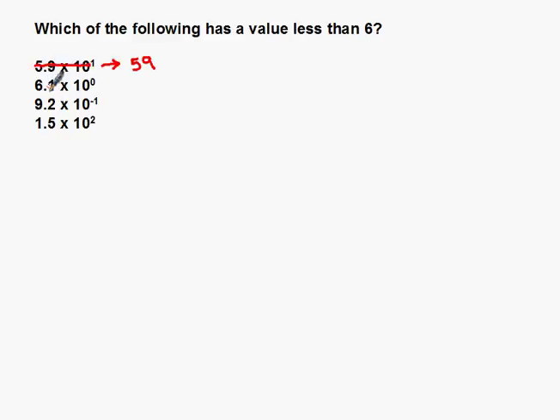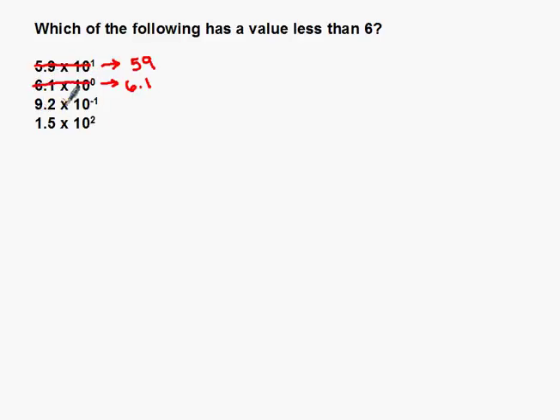the next one. 6.1 times 10 to the 0. So we're going to move our decimal 0. Well, 0? I guess we don't move it at all. So 6.1 times 10 to the 0 is the same as just 6.1. And 6.1, again, does not have a value that is less than 6. So we can cross this one out.